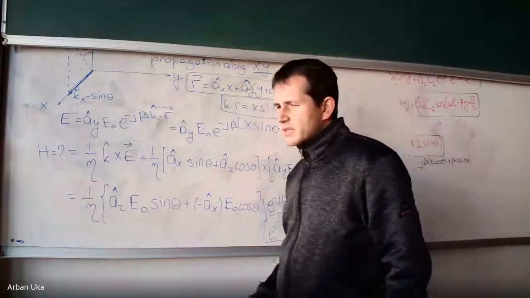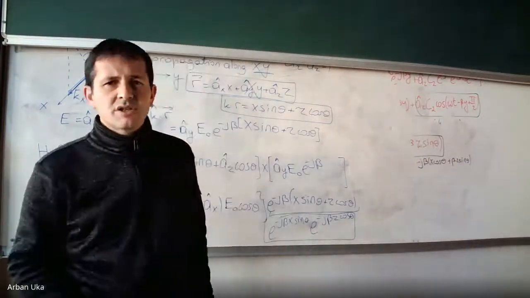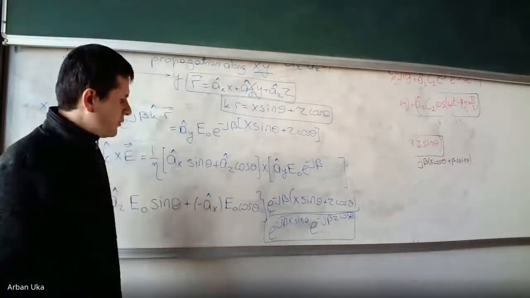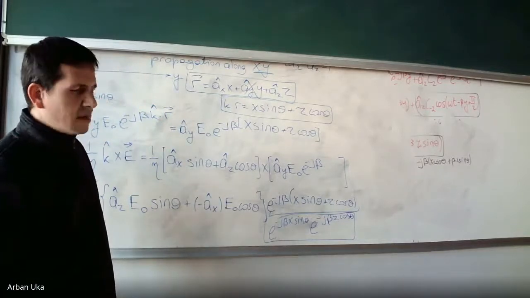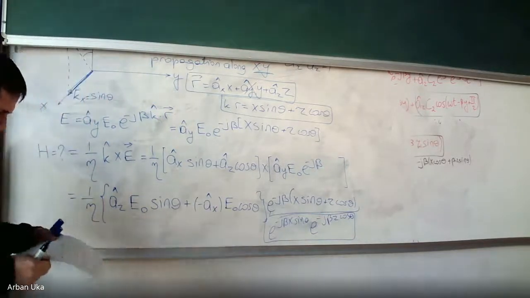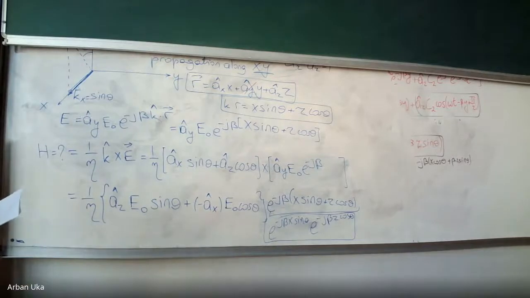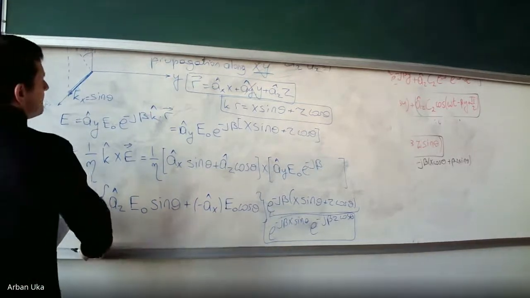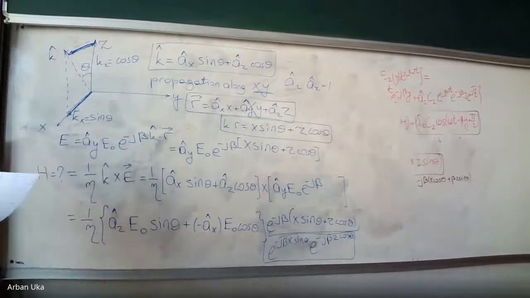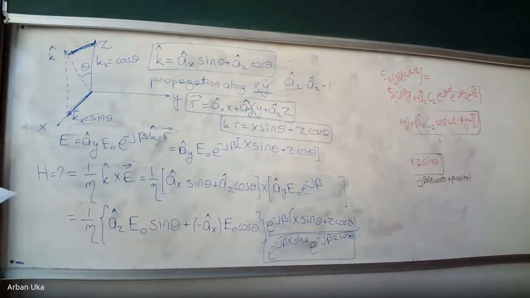Because x and y are orthogonal directions, the propagator can be written independently in this way. So we found, let's say, the E. Well, we were given the E and we found the H, but there is one more thing that we can add here.